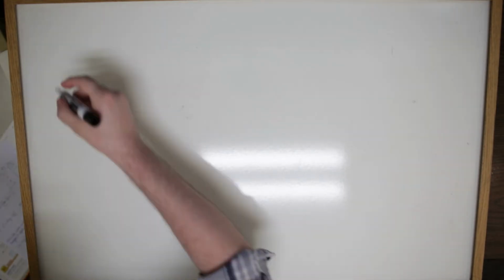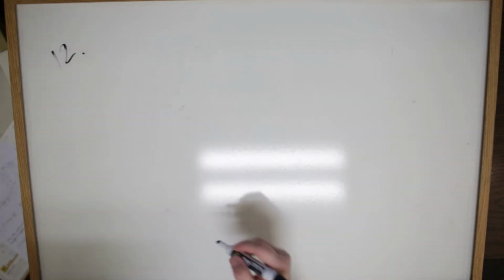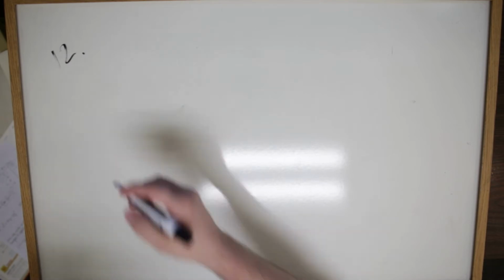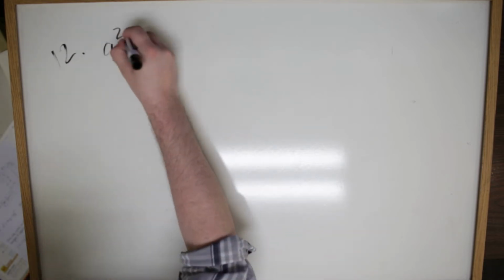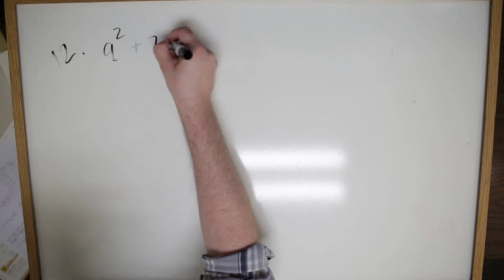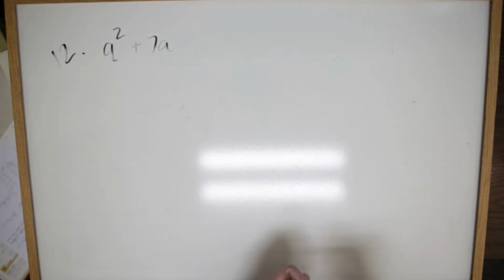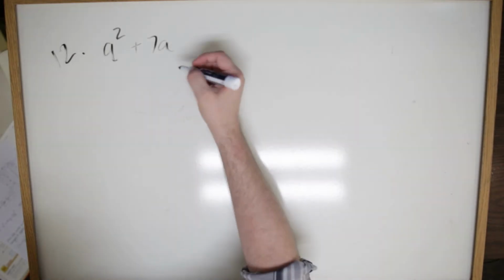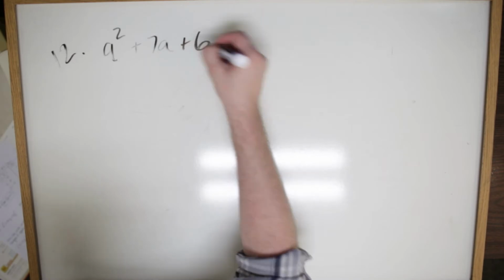So let's start off with question number 12. We're given a squared plus 7a. My marker is shot. Let me get another one. And here we go. A squared plus 7a plus 6. There we go. That's much better.